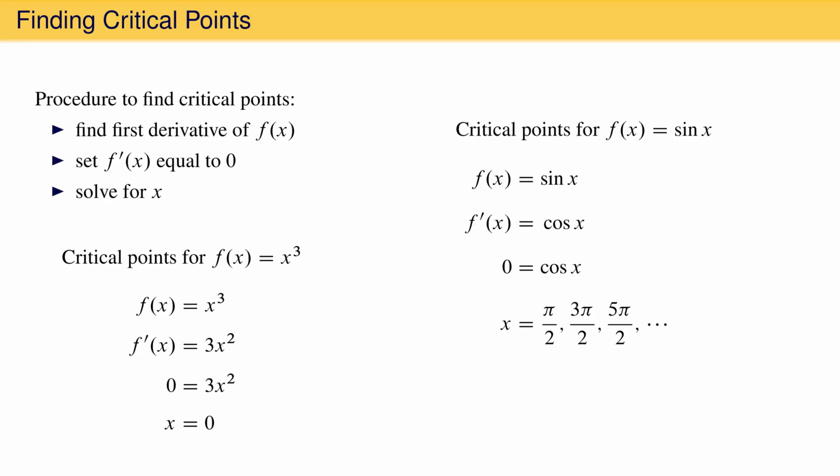The most general way to express these critical points is as n pi over 2, with n being an odd integer, 1, 3, 5, and so on. The function sine x therefore has a critical point at pi over 2, and every x coordinate that is an integer multiple of pi away from pi over 2.